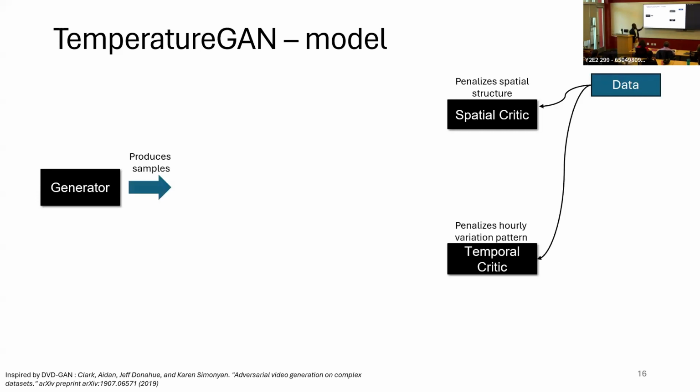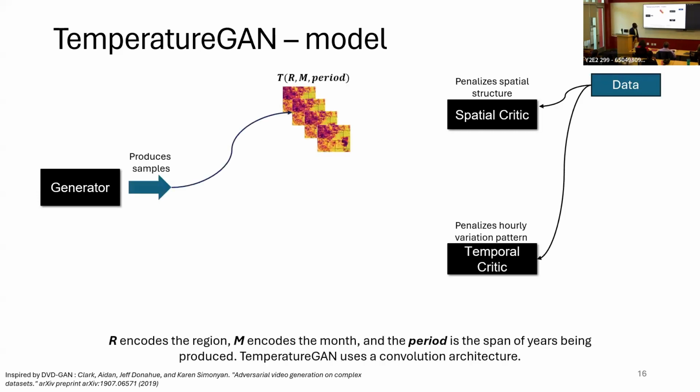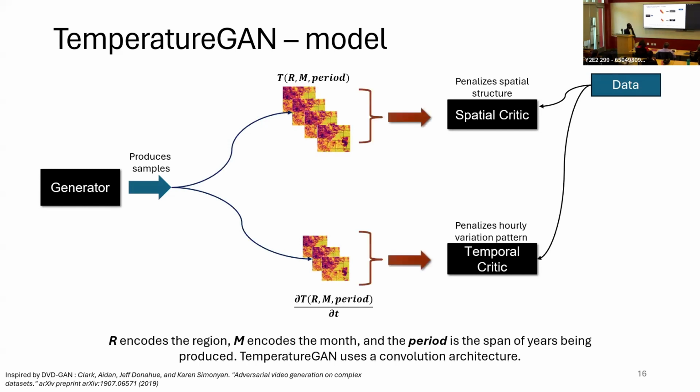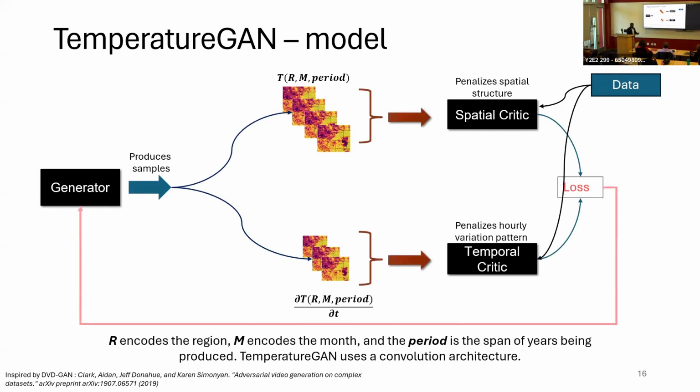Then the generator during training produces samples. And then those samples essentially go into both of the spatial and the temporal critics. And then they combine it in a loss function. After that loss function is combined, it passes back to the generator. So the generator tries to learn without ever seeing the true data. Eventually, we train this over time and then compare this.